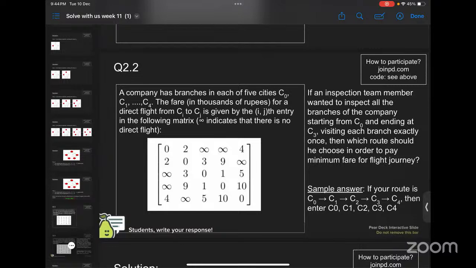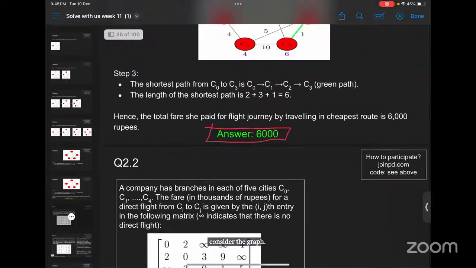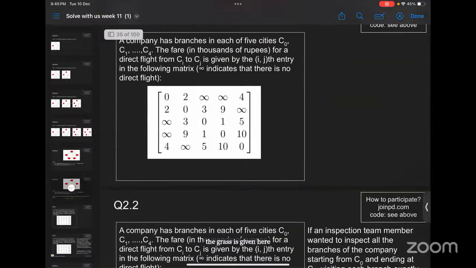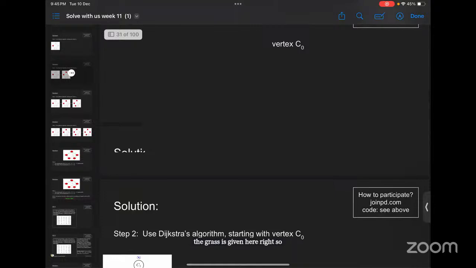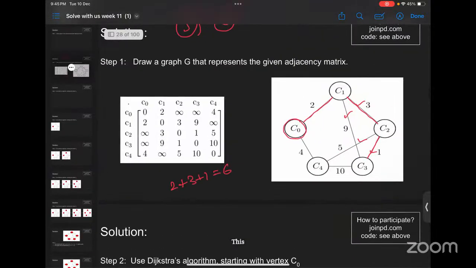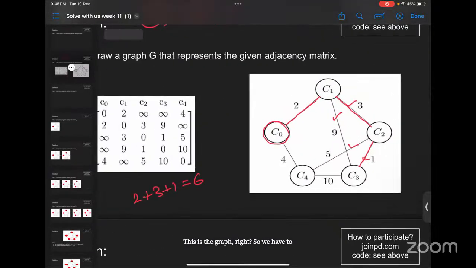Did you find anything? We have to check the route, right? So again, you have to consider the graph. The graph is given here, right? So this is the graph, right? So we have to calculate the shortest route, which will cover all the vertices and which will start from C0 and end at C3.